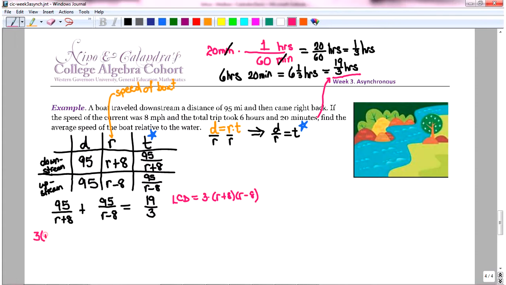So 3 times r plus 8 times r minus 8. We're going to multiply that times both sides of our equation. And you want to make sure that you distribute. And then we also multiply that times the right side of our equation.